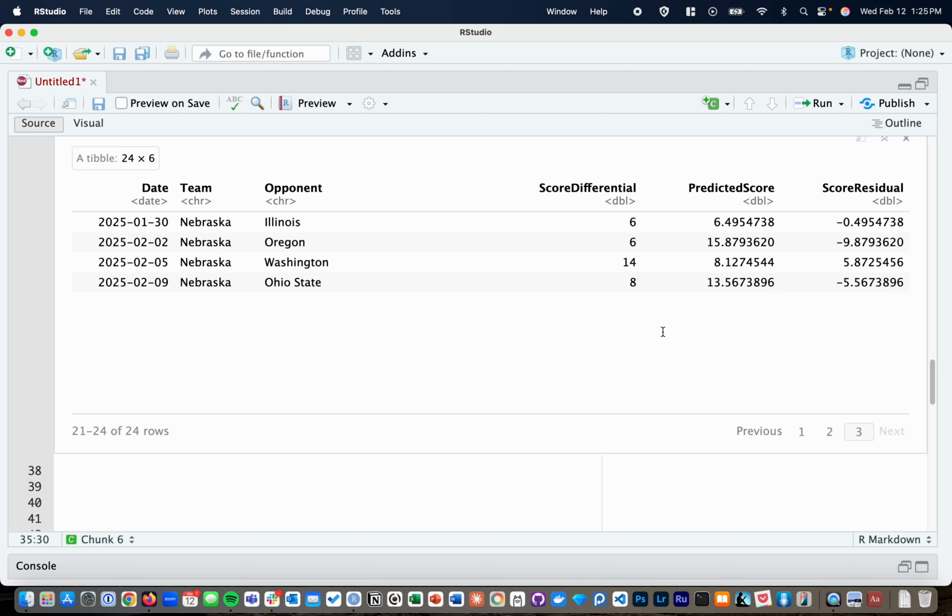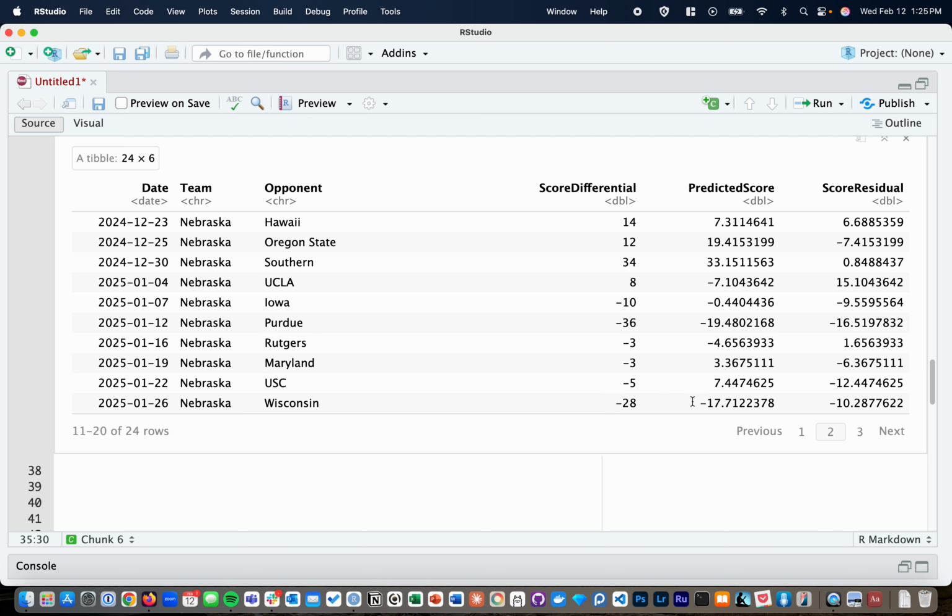So let's go down here to Ohio State. A little bit of an underperformance. We should have won by 13. We won by 8. Beating Washington by 14, we should have only won by 8. We overperformed. We beat Oregon by 6. We should have done it by 15. We actually underperformed versus Oregon, which is interesting because we beat them pretty solidly. We did almost exactly what you would expect given our shooting against Illinois. Predicted to win by 6.5. We won by 6. If you're getting less than 1 here, that's pretty dead on.